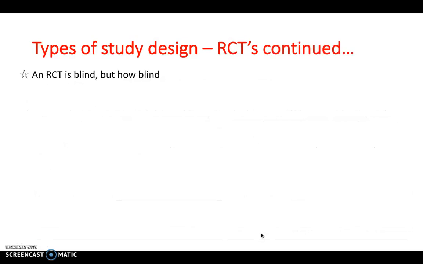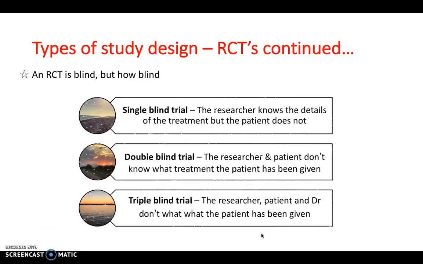So an RCT is blind, but how blind is it? Well, it can be single blind, double blind, or triple blind, and this basically assesses who knows about the treatment the patient's getting. For example, in a single blind trial, it's only the researcher that knows the details of the treatment, but the patient does not. In a double blind trial, the researcher and patient don't know what treatment the patient has been given, only the doctor who administers it. In a triple blind trial, nobody knows what the patient has been given.